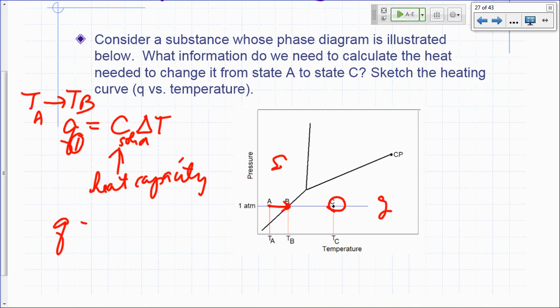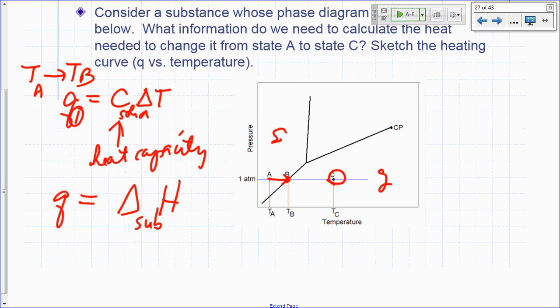What's your Q there? What information do you need to look up? You need to look up the delta H of sublimation. Okay? Delta H sublimation might be given to you on a per mole or per gram basis, so you have to multiply it by the actual number of moles or amount in grams. So that's the second step. What's the third step here?